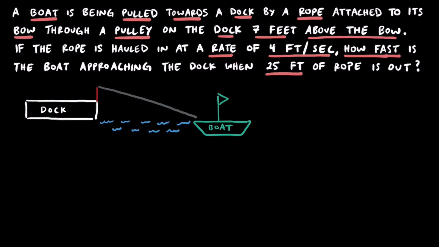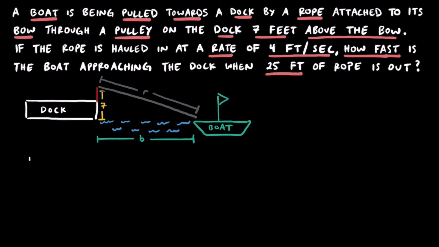So we're told in the problem that the rope is going to be attached 7 feet above the bow, so that's actually going to be this measurement right over here. I'm going to go ahead and label that in, and this height here is going to be 7, from the top of the pulley to the height of the bow. I'm going to use r to represent the length of the rope. And to represent the distance of the boat to the dock, I'm going to use the letter b for boat, to represent that distance right over here.